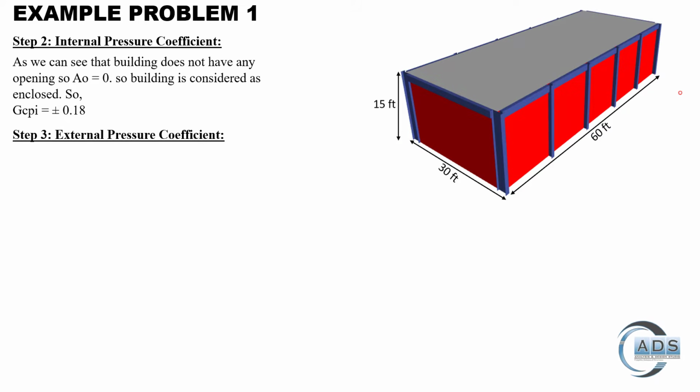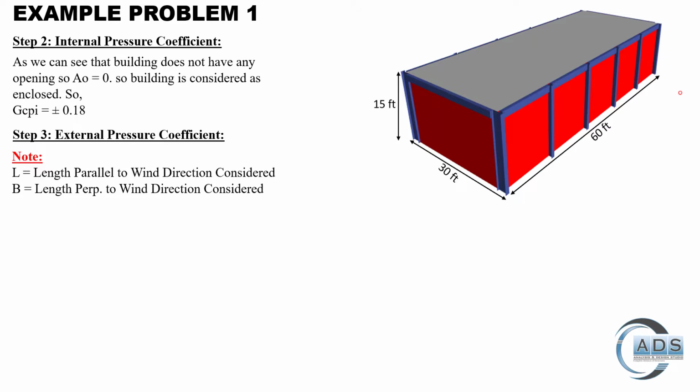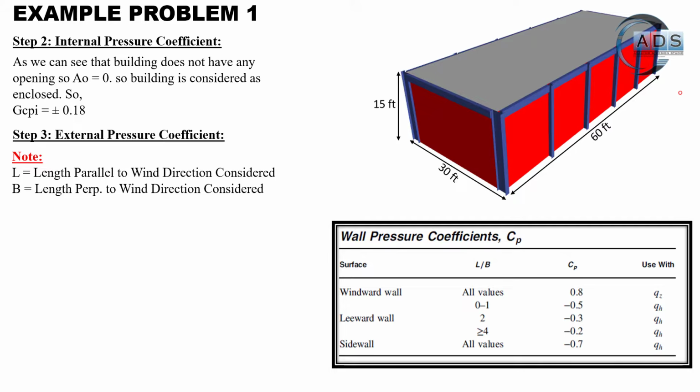Now step 3 is to find out the external pressure coefficient. Note that L is the length parallel to the wind direction considered, and B is the length perpendicular to the wind direction considered. So this is the table for finding out the CP value for walls.